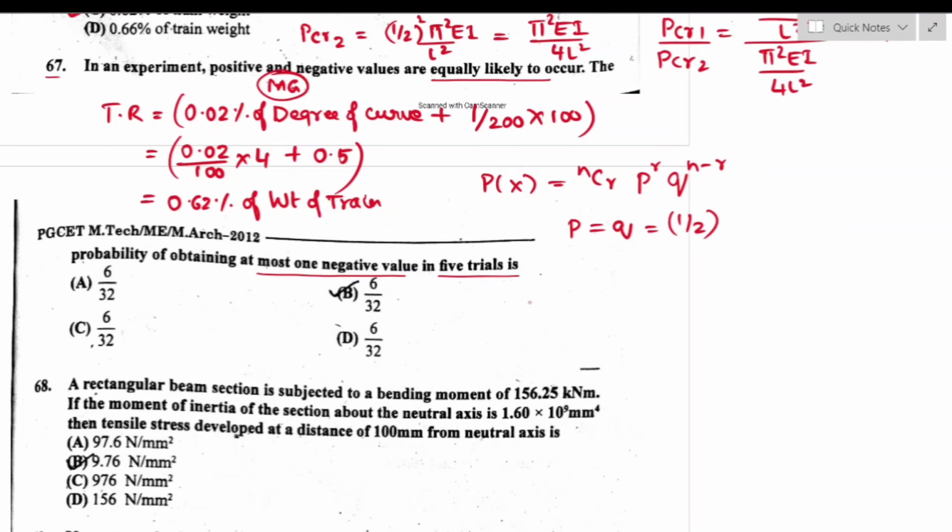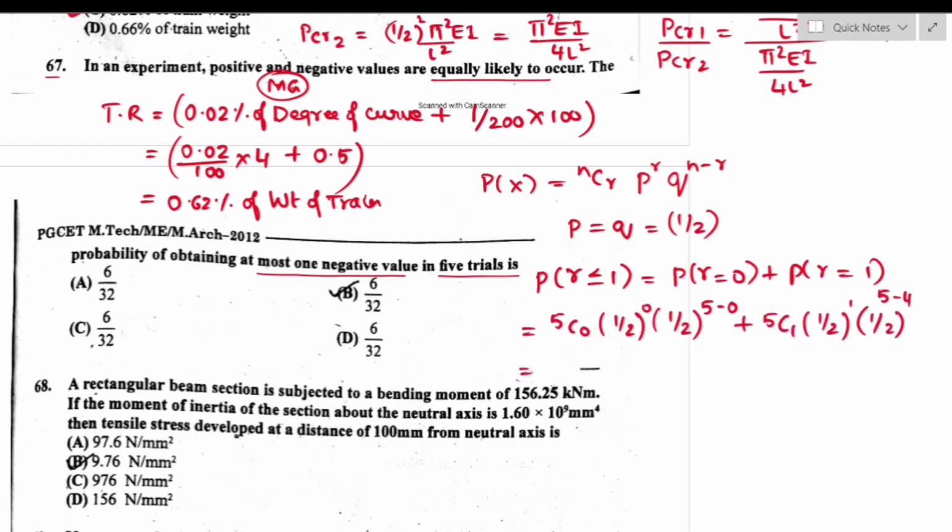So, for at most one negative value in 5 trials, P of r less than or equal to 1, which is equal to P of r is equal to 0 plus P of r is equal to 1. So the probability of getting at most one negative value in 5 trials is 1 by 32 plus 5 by 32, which is equal to 6 by 32.